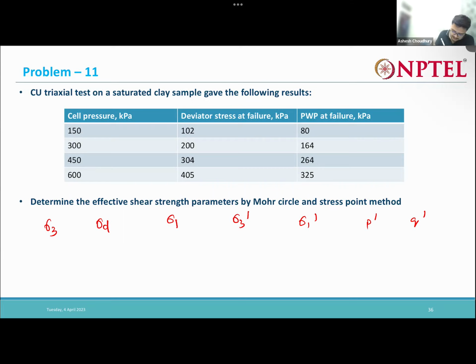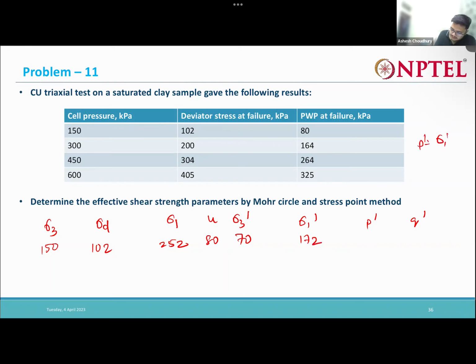Okay, so let us see what sigma 3 is first: 150. What is sigma D? 102. What is sigma 1? 252. Right. What is U? 80. So sigma 3 dash is 150 minus 80, 70, and sigma 1 dash is 252 minus 80, 172. I will just write the values fast. It's just addition and subtraction, nothing else.